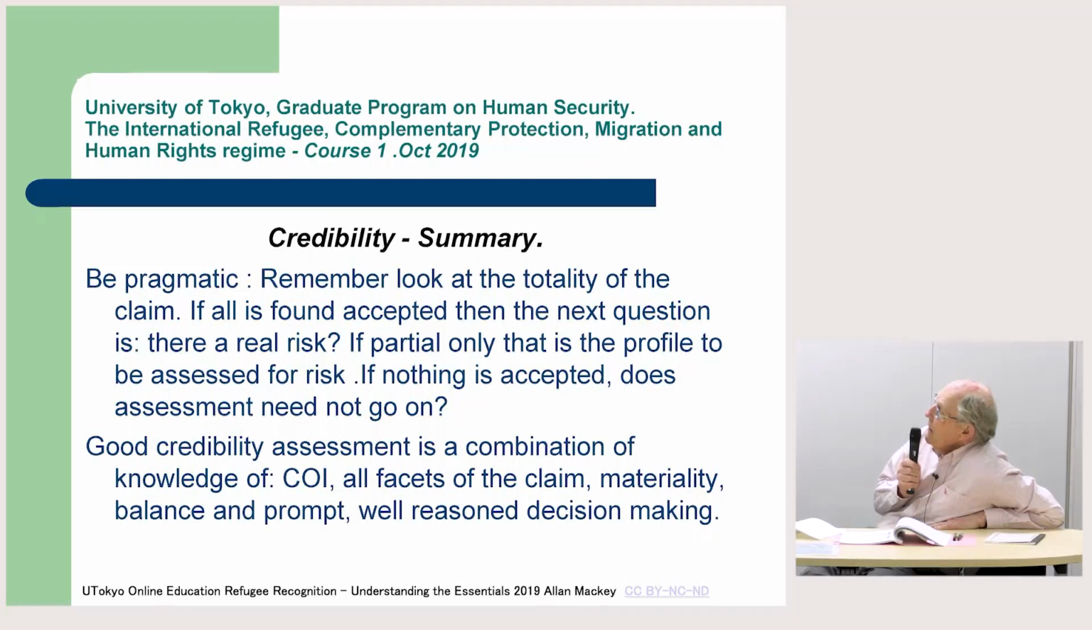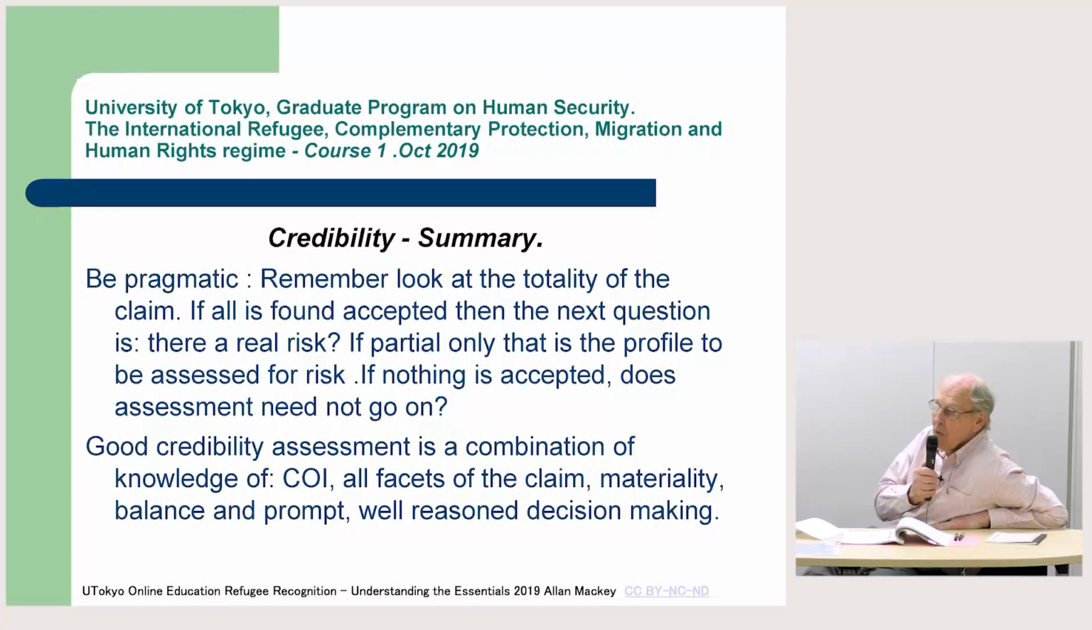That's why the steps are set out there. Good credibility is a combination of knowledge of the COI, all facets of the claim, materiality, as we just said, balance, the most important thing in being a decision maker or a judge, or even the advocate putting the case forward, and prompt, not let it lie around for years because you'll forget the case. Most courts now insist that you have at least a draft of your decision done in this field within 3 weeks to a month.